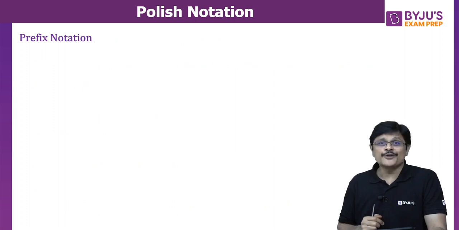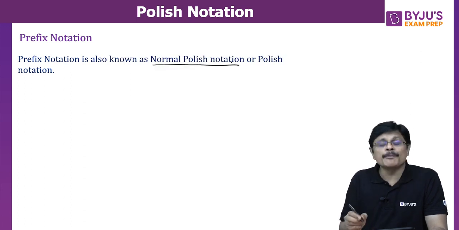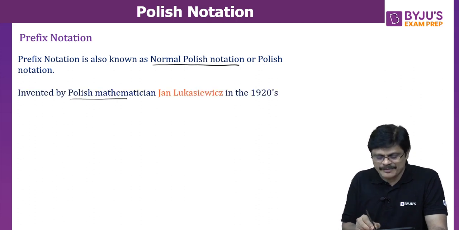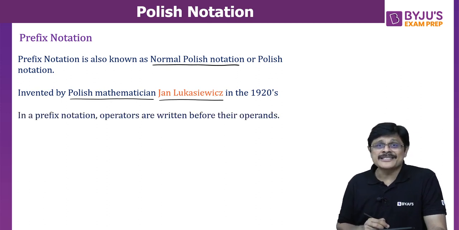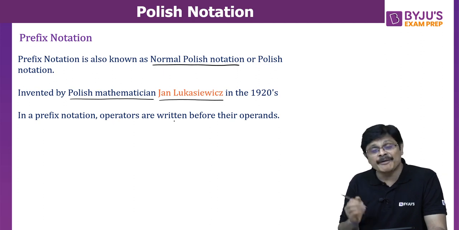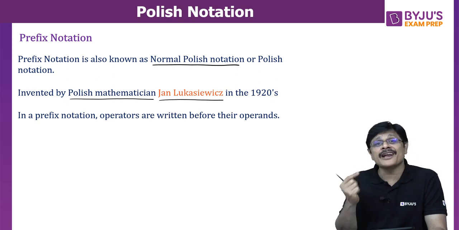Now we introduce what is known as prefix notation. Prefix notation is also known as normal Polish notation or Polish notation, and it was invented by the Polish mathematician Jan Lukasiewicz in the 1920s. So let us understand what this prefix notation is. In prefix notation, operators are written before their operands. The operator precedes the operands.